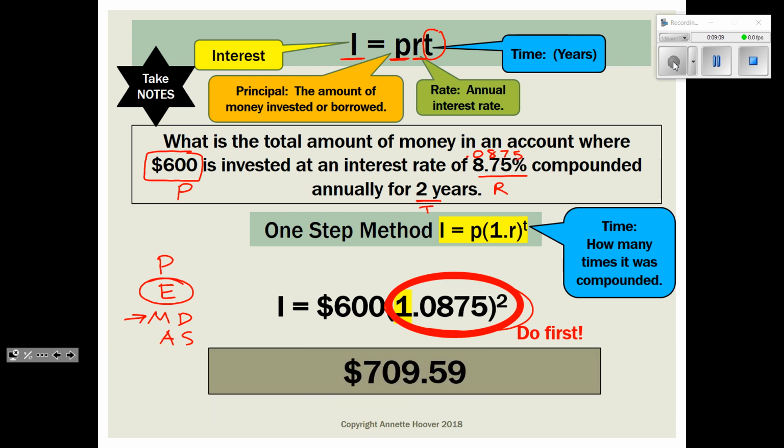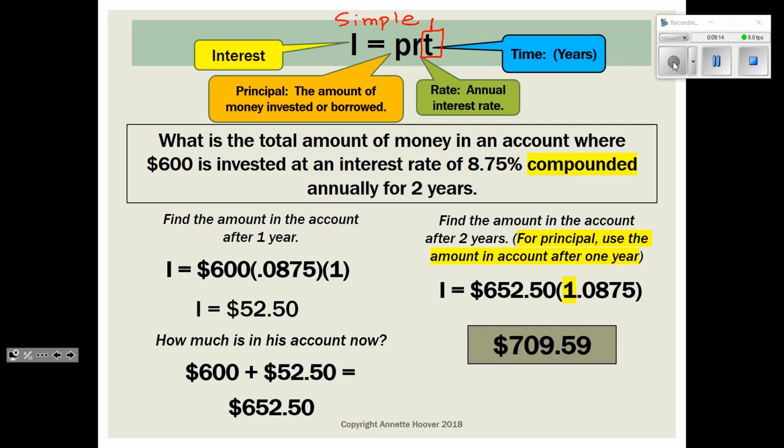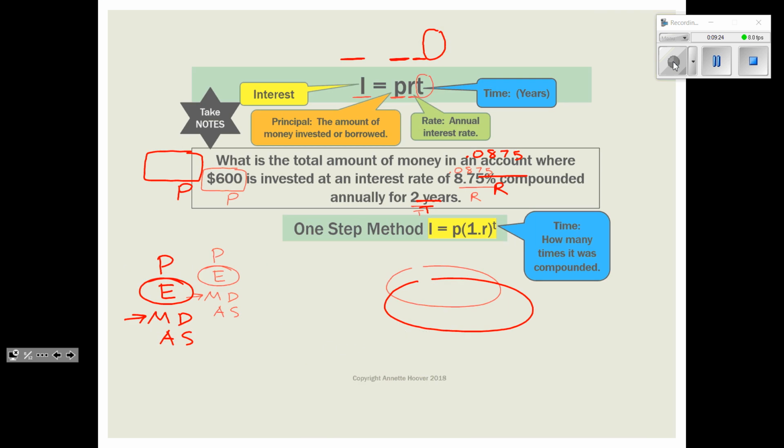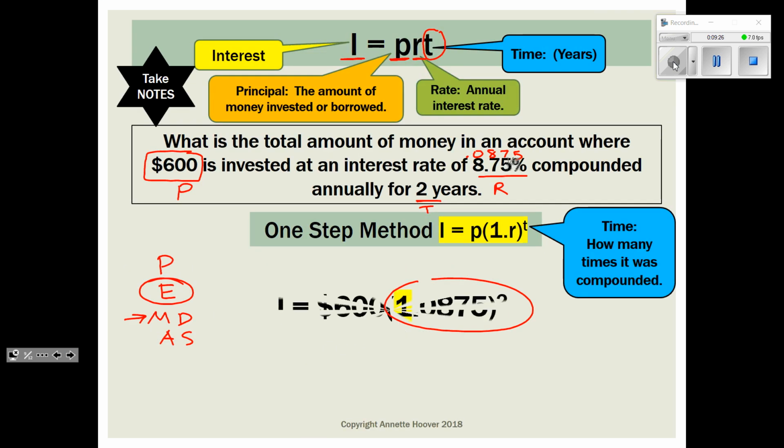And we get the same answer, $709.59, that we did. Let me go back to the previous slide, that we got right here when we did the first year and then use that into the second year. But instead of doing it year by year, we can use this equation for a one-step process. So let's look at this again.